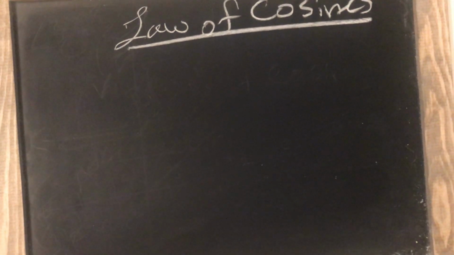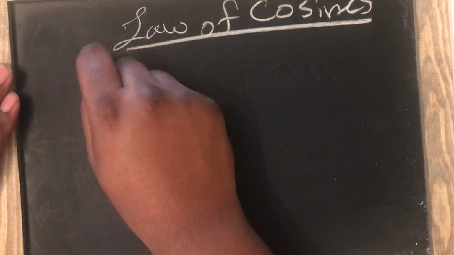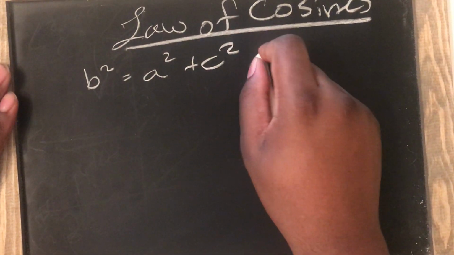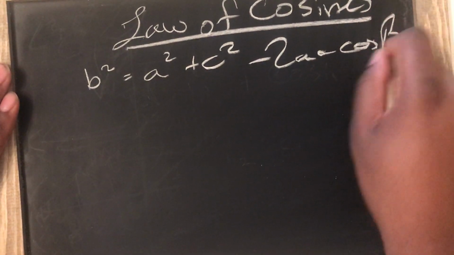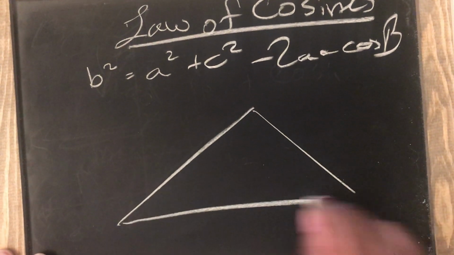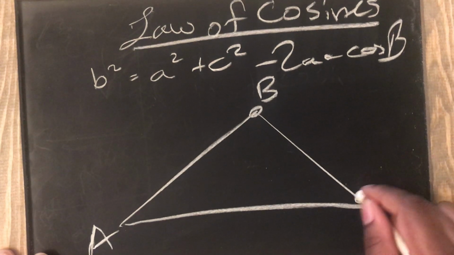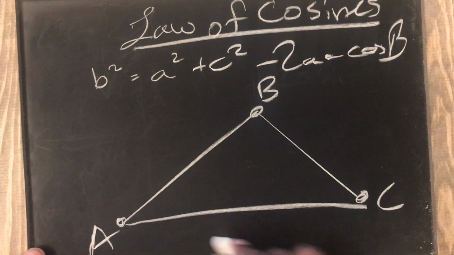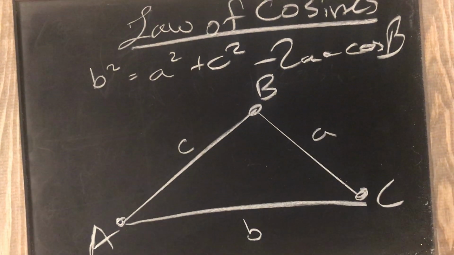Let's remember the law of cosines is basically b squared, for example, equals a squared plus c squared minus 2ac cosine of big B. This is, of course, when you have a non-right triangle ABC, with little b over here, little c over here, and little a over here.